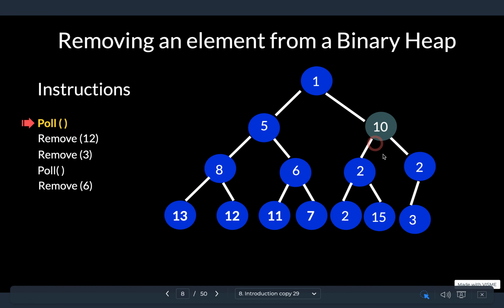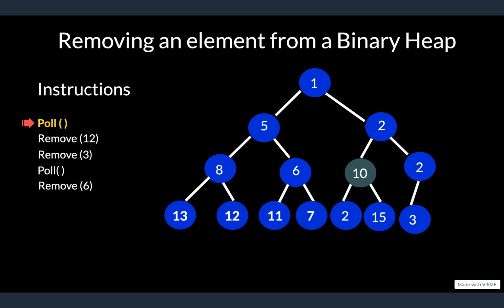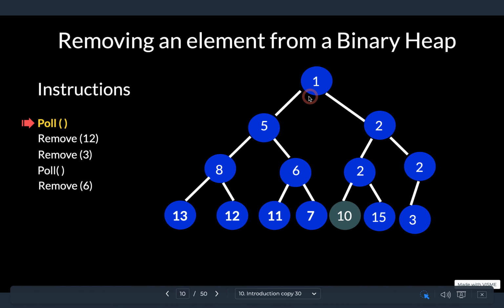Now we are still not satisfying the binary heap invariant. 10 is greater than its children. So we're going to bubble towards the left direction like this, then like this. All right, so now the binary heap property is satisfied.